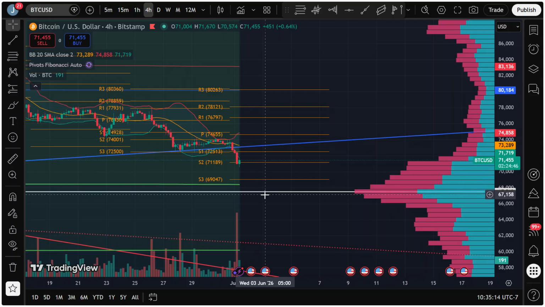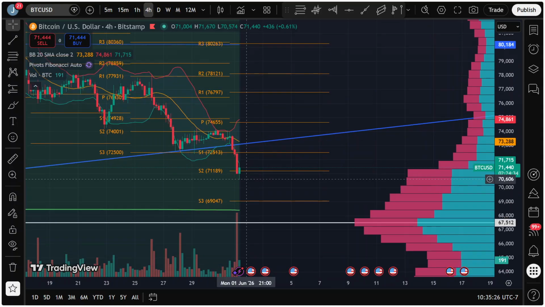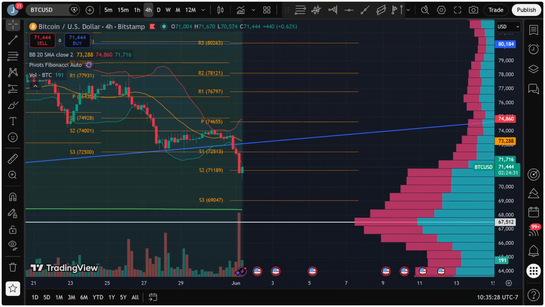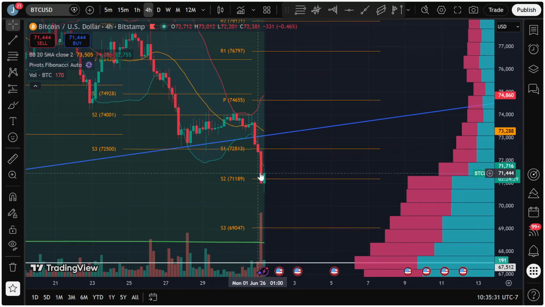I think there is likely where we could start to see some support form before, again, it is my bias that we're going to go lower than that. And I'll go over that in just a moment. But that's what I would be looking for on the 4-hour time frame, is initially, by the time you're watching this video, we probably would be confirming whether 71.2 is support or not.